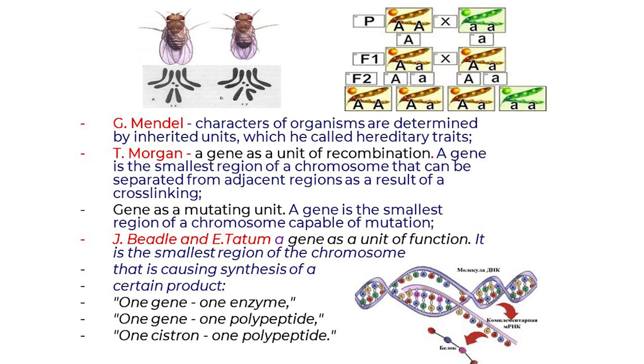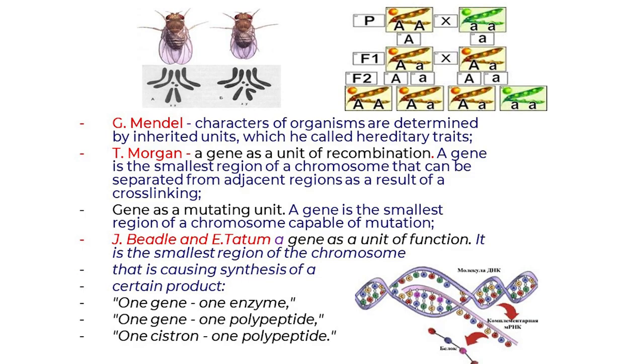The third definition is the Beadle and Tatum version, which explored a gene as a unit of function. It is the smallest region of a chromosome that causes synthesis of a certain product. It may be a protein or enzyme. This is the Beadle and Tatum concept: one gene, one enzyme. Afterwards, it was converted into the concept one gene, one polypeptide, and later one cistron, one polypeptide.